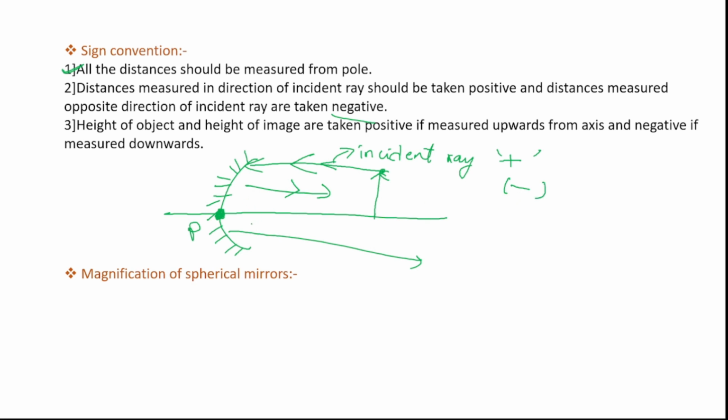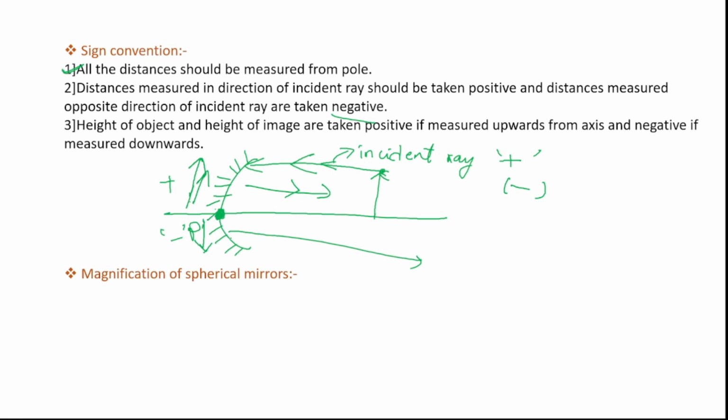Next, height of the object and height of the image are taken positive if measured upwards from the axis, and negative if measured downwards. So what is axis here? So the height of the object will be taken as positive when it is measured upwards in this direction. This is the axis, okay. Same for image also. And if we measure the height of the image or the object in the downward direction, then they will be taken as negative. So these are the three sign convention rules, okay. So while using mirror formula, we have to observe these 3 points, okay.